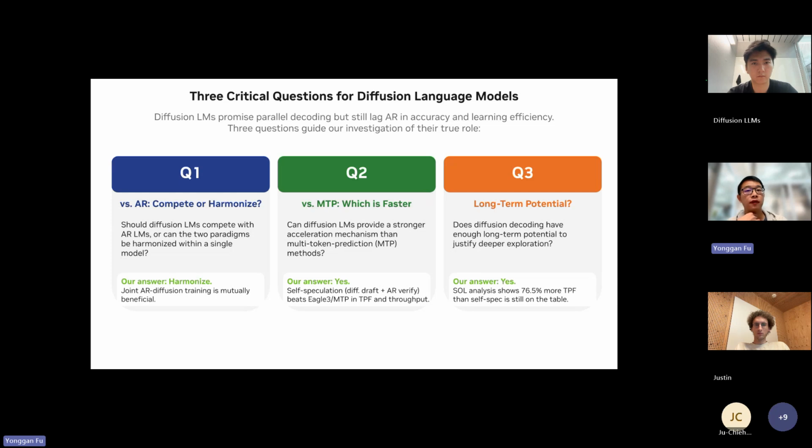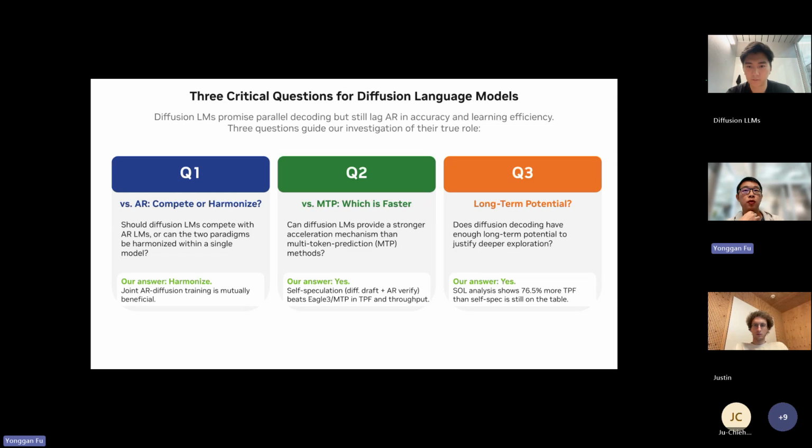Second, although diffusion LMs can achieve real device speedup, we know there exist many multi-token prediction methods that can also achieve parallelism during decoding time. So how will diffusion LMs compare with such MTP methods? Which one is better? And third, given the high promise of the existing MTP methods, do we have sufficient reason to explore diffusion LMs in the long term? Does diffusion decoding really have the potential to justify our long-term exploration? So this is about the future of diffusion LMs.